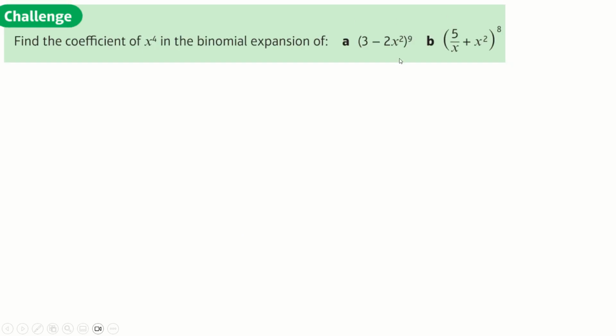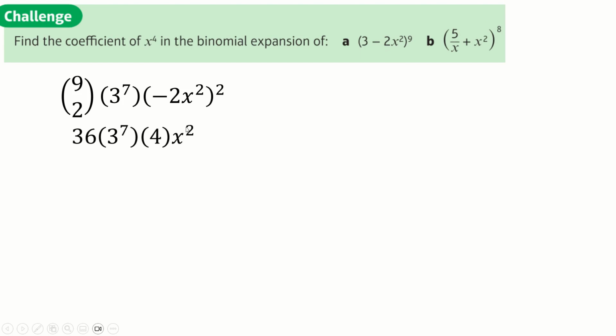Next one then, find the coefficient of x to the 4 here. Well, I don't know why this is a challenge question in any way. To make x to the power 4, you need 2 of this term. You have 9 things to choose in total, so therefore you need 7 of this term. So it's 9 choose 2 or 9 choose 7, as we saw before. It doesn't make a difference. You have 3 to the power 7 and minus 2x squared to the power 2. And yeah, you just type minus 2 squared times 3 to the power 7 times 9 choose 2, and you get this coefficient here.